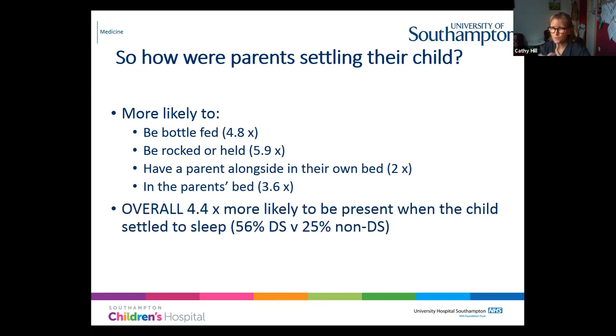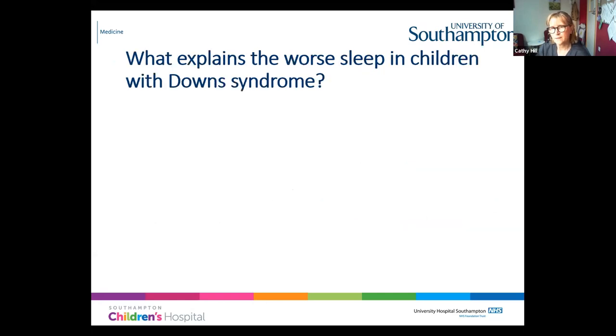And so we kind of put all that stuff together and said, well, how much more likely were parents to be with their child at the point the child settled to sleep? And it was 4 times, or a bit more than 4 times more likely. So, you know, the non-Down syndrome children, about 25% of parents were still quite involved in settling, because these are young children, remember, but it was much more striking in the children with Down syndrome. So that was kind of interesting.